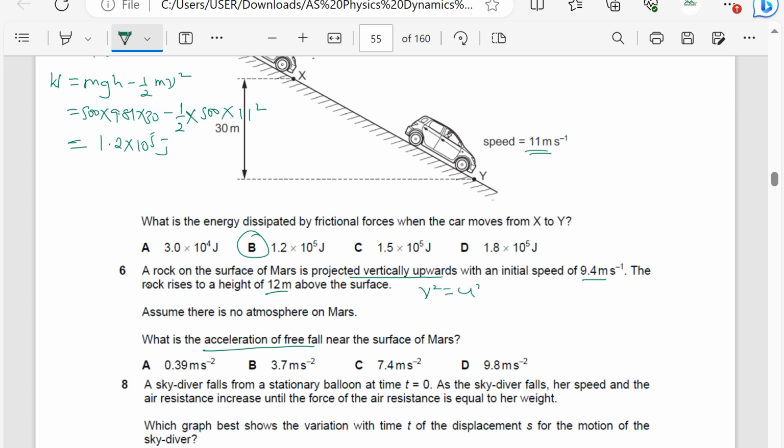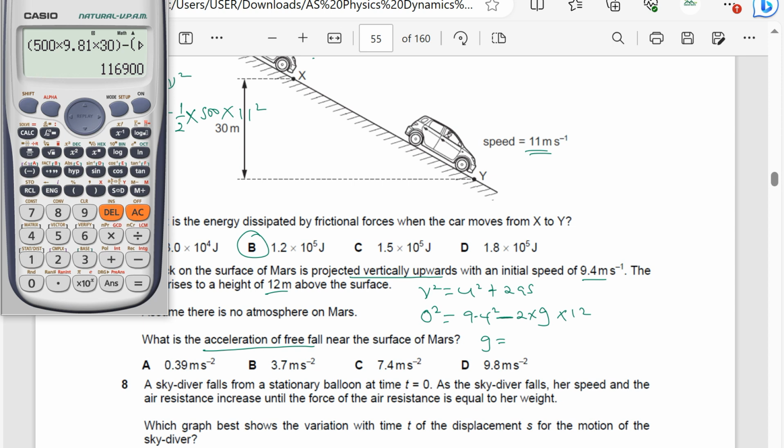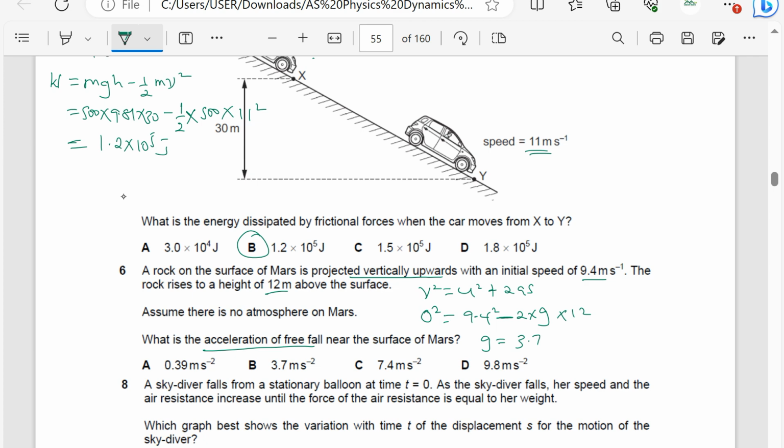So v squared is equal to u squared plus 2as. At the highest point, v is 0, so 0 is equal to the initial velocity squared, which is 9.4 squared. If it moves against gravity, this becomes minus 2 times g on Mars, times 12. So what is g? I will just divide 9.4 squared by 2 times 12, which is 24. So that is going to be 3.7. So g is going to be 3.7 meters per second squared on Mars. So the answer is B.